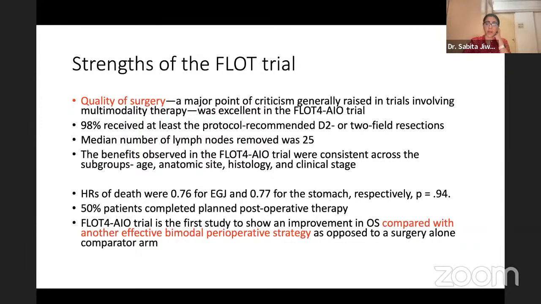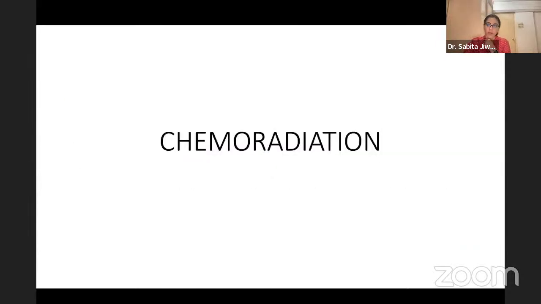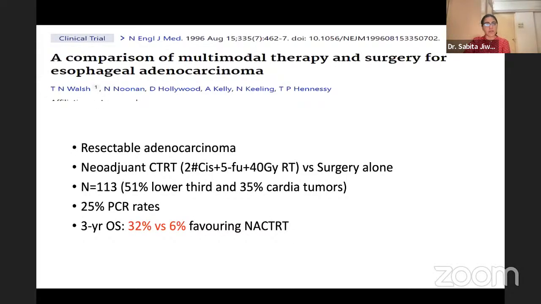So this was comparing it to an already established standard of care. We have to talk about radiation because the CROSS trial has changed the way we manage GE junction tumors all over the world. And first was the Walsh trial, which actually popularized chemoradiation in North America. So a lot of Canadian centers as well as North American centers started giving neoadjuvant chemoradiation on the basis of this study, which had only 113 patients.